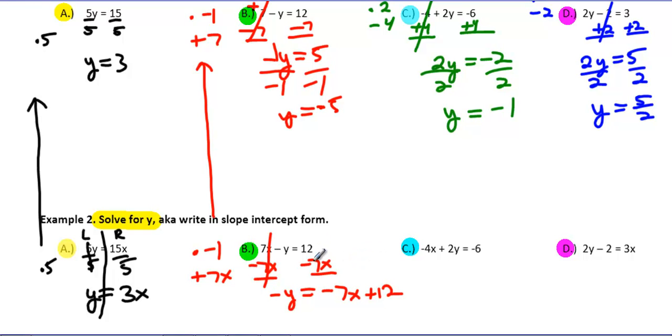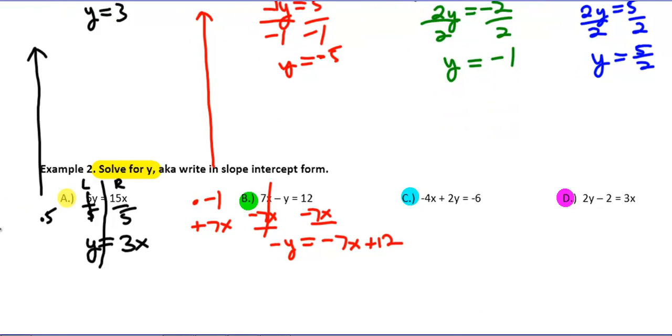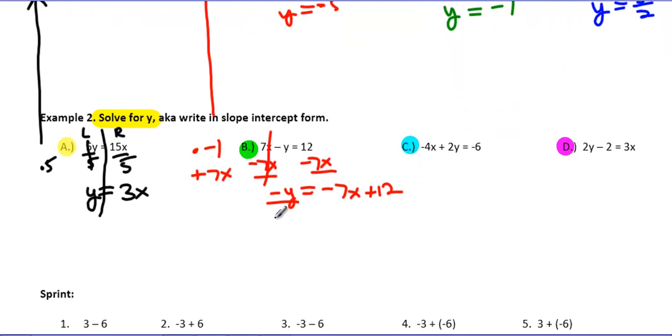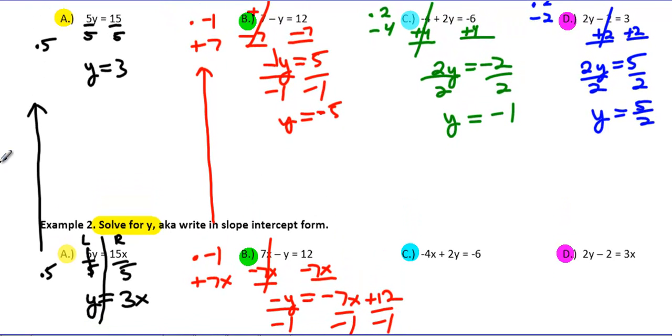Once again, 12 minus 7 is not 5 because this is not 7, it's 7x. So you have to have like terms to do that. I'm going to have to scroll down a little bit to get the rest of my work in here. Last step, just like above, I'm going to divide by negative 1. And I end up with y equaling 7x minus 12.